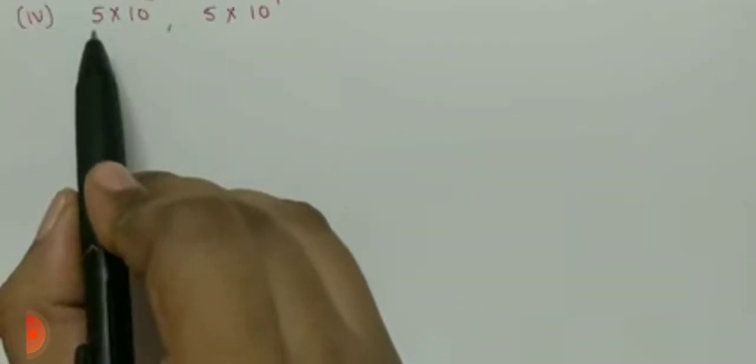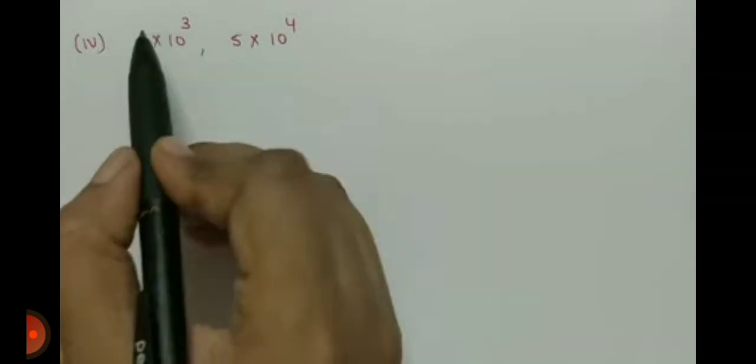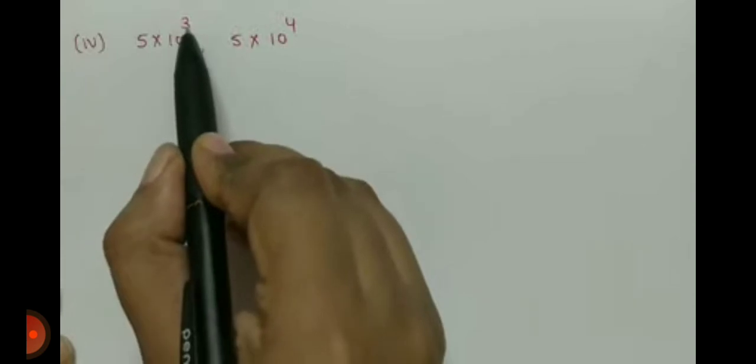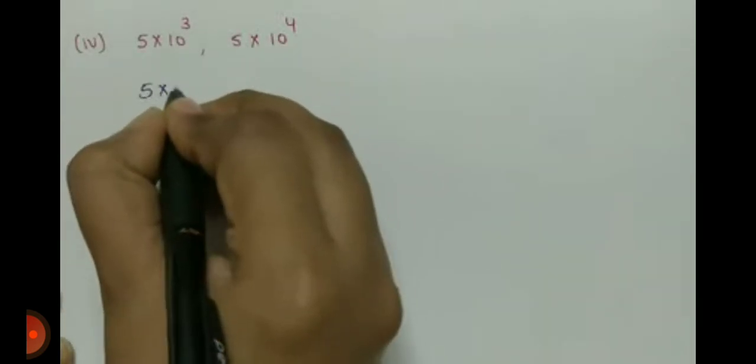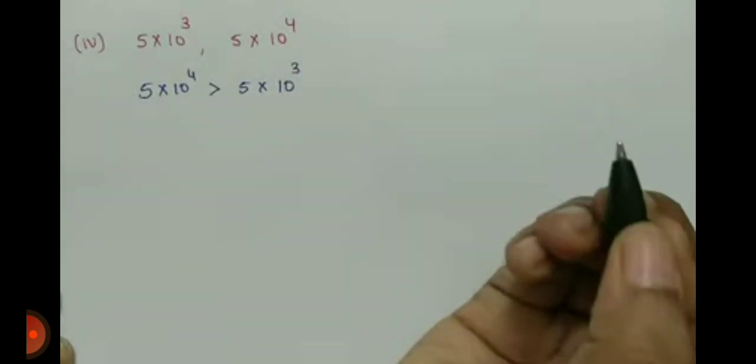Fourth one, compare 5 into 10 to the power of 3 and 5 into 10 to the power of 4. 5 is equal, and 10 to the power of 4 is greater than 10 to the power of 3. Therefore, 5 into 10 to the power of 4 is greater than 5 into 10 to the power of 3.